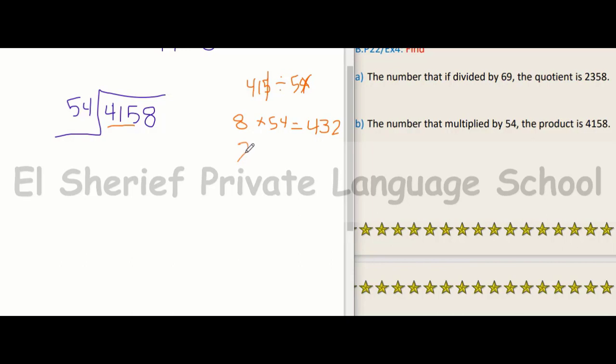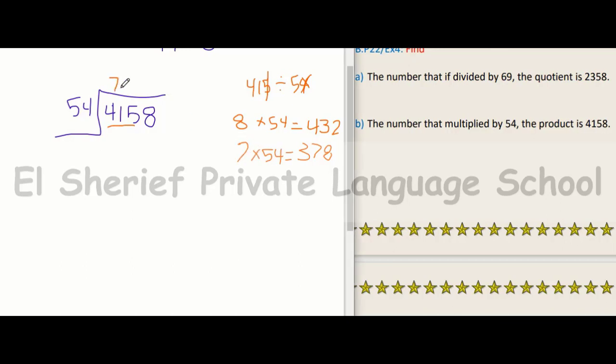So we reverse one step, or go back one step: 7 times 54 equals 378. So we will take 7.